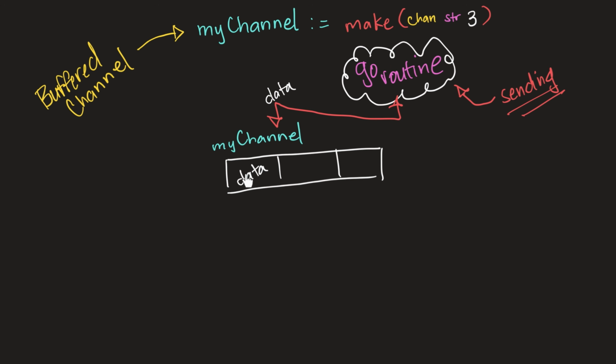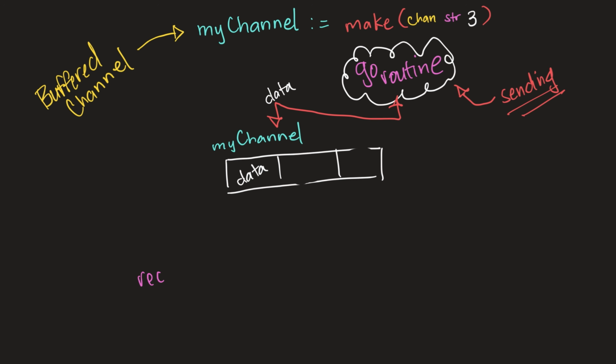But that's only if we haven't yet reached the capacity. So if this channel were actually full, if it were actually at capacity, and this sending goroutine tried to put more data onto the channel, at that point this goroutine would block until data is read from this channel. But up until the capacity, the sending goroutine can put data onto this channel and continue with what it was doing. And if you notice, this goroutine is able to continue with what it was doing, and we don't even yet have a receiving goroutine. But this goroutine doesn't need to worry about that because the communication between goroutines with a buffered channel is asynchronous. That means the sending goroutine can just send and forget.